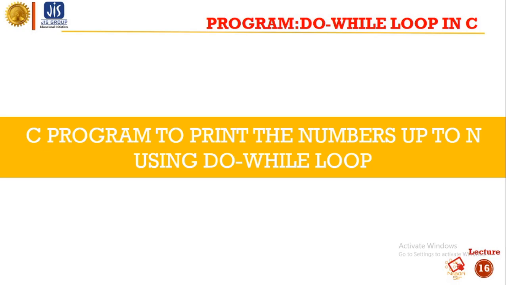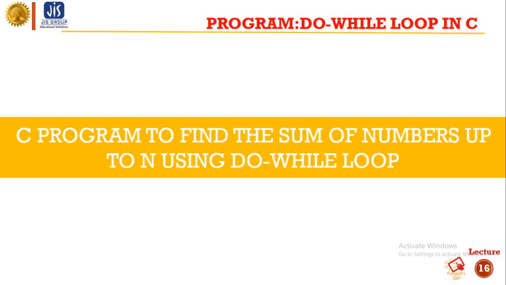So this is the use of the do while loop. Next we will do another program. It will find the sum of numbers up to n using a do while loop. In our previous program we just printed all the numbers. In this program we will print the sum of those numbers. So let's do the program.